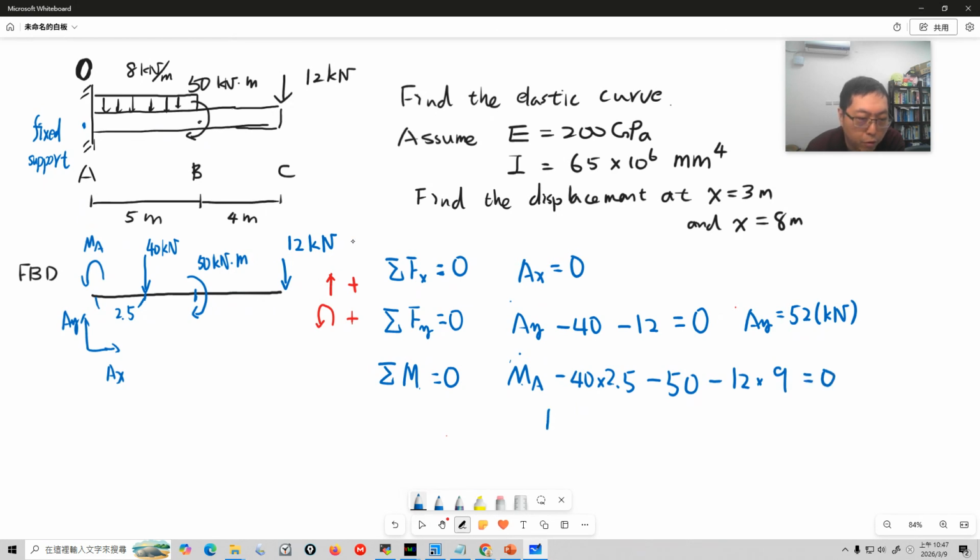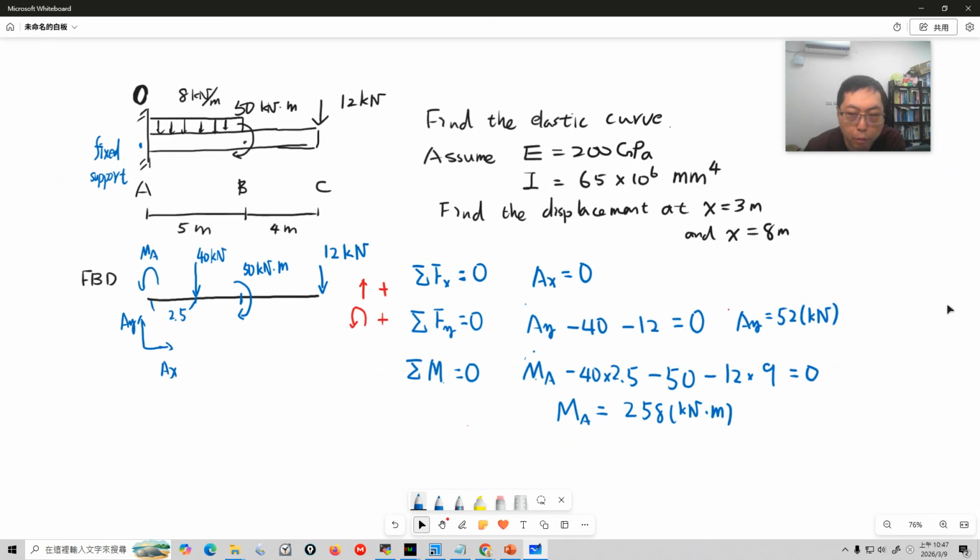So we will have the moment at the A position, MA is 258 kilonewton times meter. Don't forget the unit is kilonewton times meter. After you finish the rigid body equilibrium and calculate all the reactions from the support, including the reaction moment, you have a complete picture for the loading of the beam.